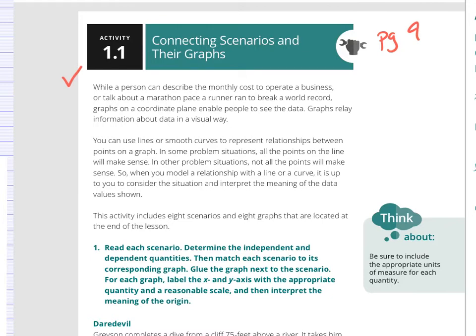It says, while a person can describe monthly costs to operate a business or talk about marathon pace a runner ran to break a world record, graphs on a coordinate plane enable people to see data. Graphs relay information about data in a visual way. You can use lines or smooth curves, and that's important, lines or smooth curves, to represent relationships between points on a graph. In some problem situations, all the points on the line will make sense. In others, not all the points will make sense. So when you model a relationship with a line or a curve, it is up to you to consider the situation and interpret the meaning of the data values shown.